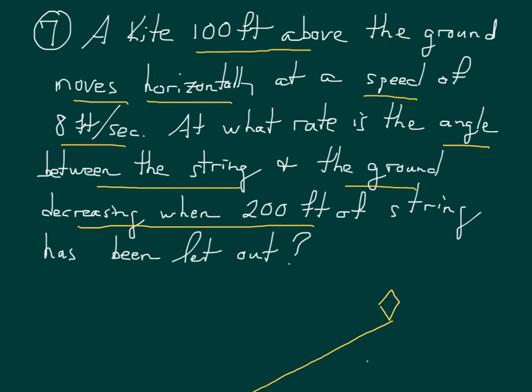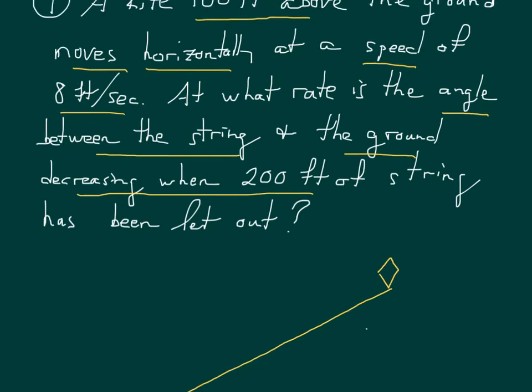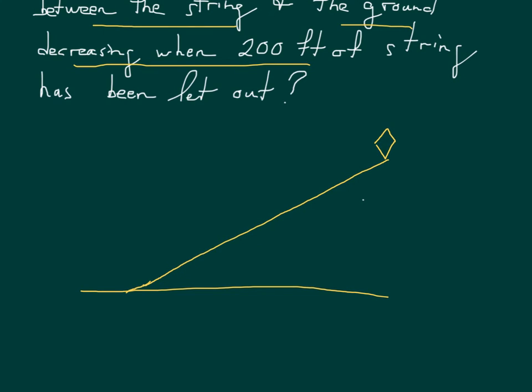All right, so let's just try and put that on here. So it's 100 feet above the ground. So let me just complete this triangle here and note that this side of the triangle, in other words, the height of the kite above the ground, is 100 feet. So there it is.